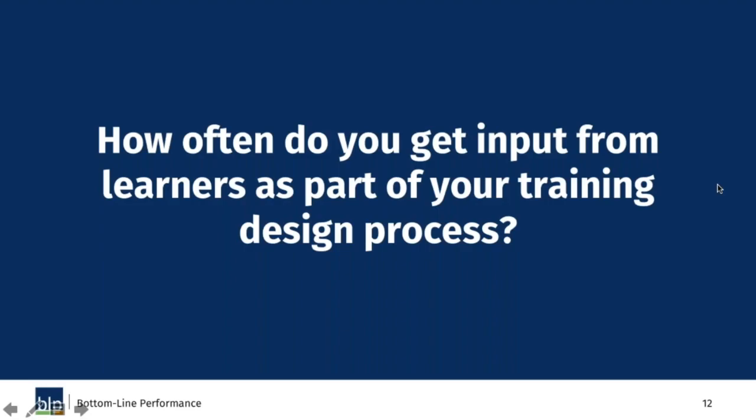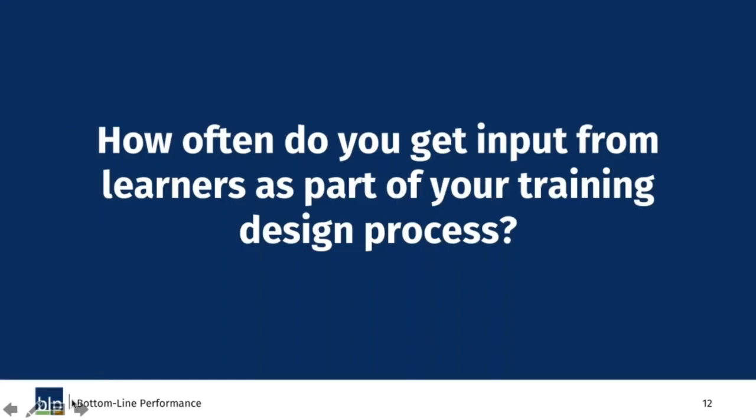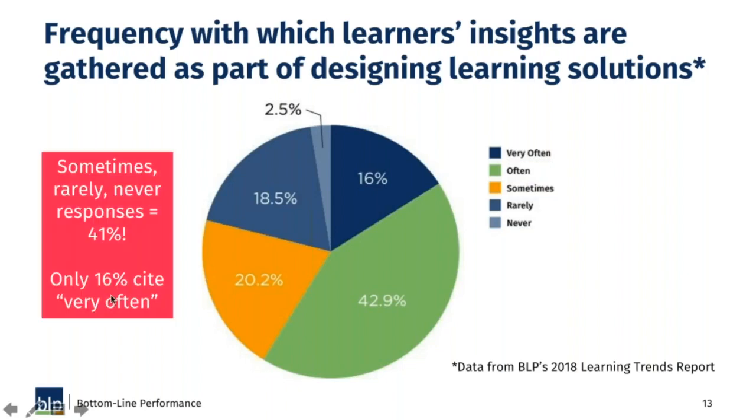Okay, so I can see that 9% say very often, 31 and 7 say rarely or never, and then there's a big chunk, 34%, that are in the middle that say sometimes, sometimes not. Okay, Steve, thank you. And I will show you how you compared with our survey. So you can see that you're not too dissimilar. The sometimes, rarely, and never responses on our survey were 41%, and actually a greater percentage in the survey said very often, because I know you guys responded 9% very often.